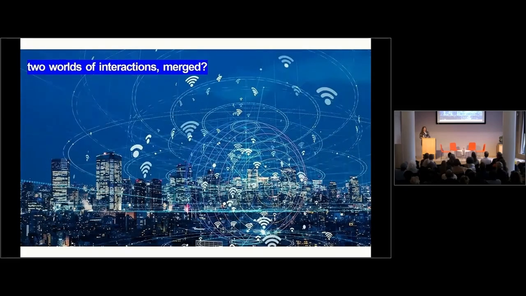And of course they're not parallel worlds, right? They interact with each other, the physical and the digital. But what does that look like? I heard Marie-Line say the smart city. If you Google that, you get a lot of blue lines and floating icons and numbers up in the sky. But that's not reality.